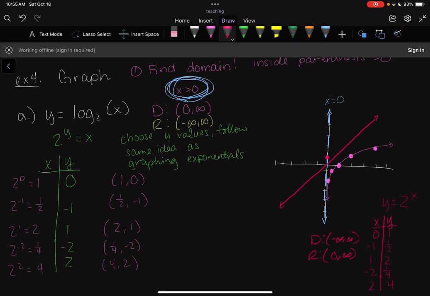You can also see that if I graph this, (0, 1), (-1, 1/2), this one's even smaller, (1, 2), and then (2, 4), this is what my graph looked like for y equals 2 to the x. And you can see that it's reflecting over the line y equals x to get to our log base 2 of x.